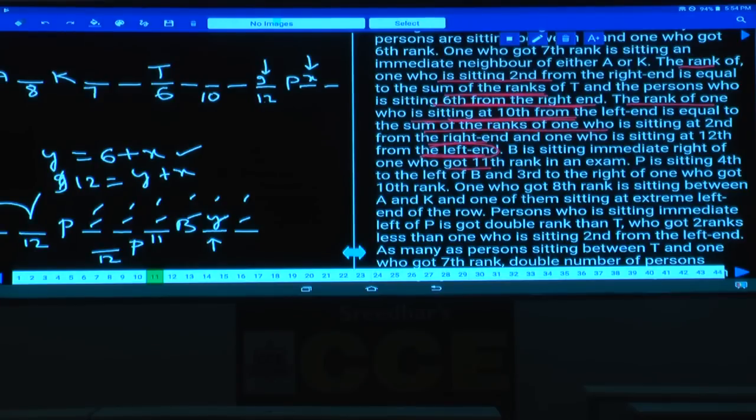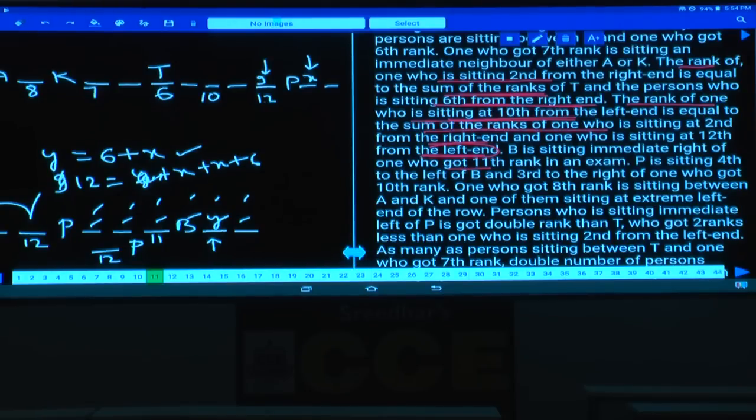Then what is Y here? Y is 6 plus X, isn't it? Y is 6 plus X. Hence, we can take X plus 6. Then the rank of this 12 is how much? 12 is 2X plus 6, so 2X equals 6. Hence, X equals how much? X equals 3. Are you getting the answer or not? Now, finally, we got that the rank of X is 3.